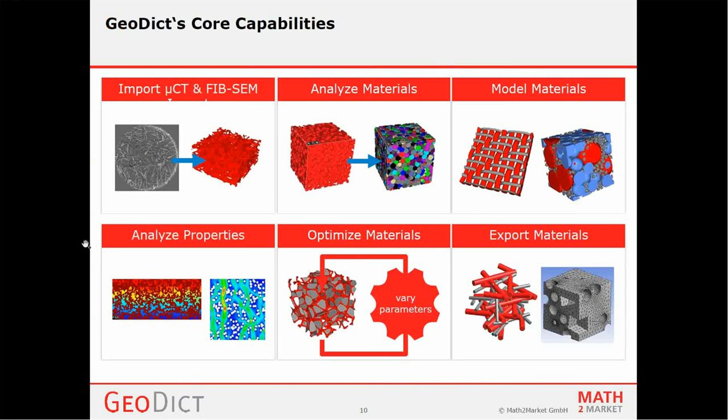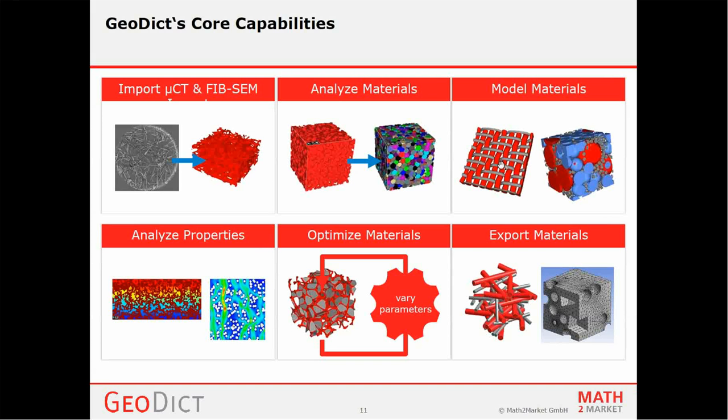And what would a typical GeoDict workflow look like? You import your real-life data and then analyze the materials. If you import your real-life data, you don't have any analytic data on them. So you don't know the fiber diameter, the pore size distribution, or such things. But you can use GeoDict to analyze your material and get those data, and then model your material, and then use the modeled material to calculate, for example, Stokes flow through it, to know your permeability or how the flow field would look.